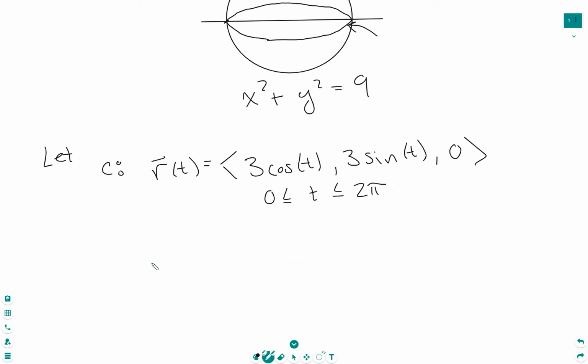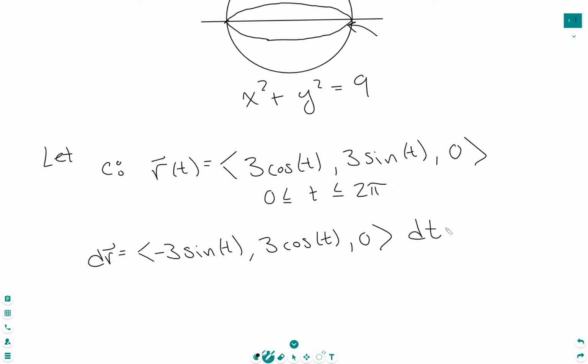Okay, so then I'm also going to need to find out what dr is. So that is just the first derivative times a dt. So this is negative 3 sine of t, 3 cosine of t, and 0 dt. Right, that's just the first derivative. You just move over that dt.